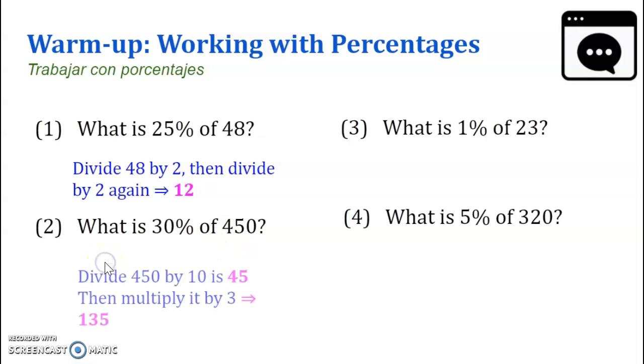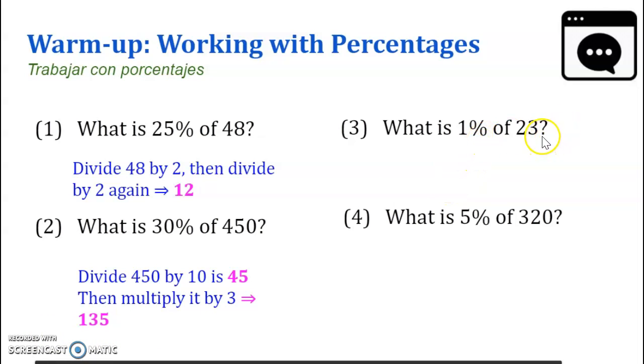What is 30% of 450? Well, 10% of 450 is 45. You move the decimal place by 1 to the left. Then you need to multiply that by 3. You can multiply 45 by 3 by doubling it and then adding another 45 to it, or multiplying it by 3 quickly in your head. That's going to be 135.